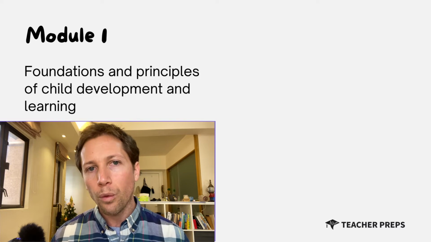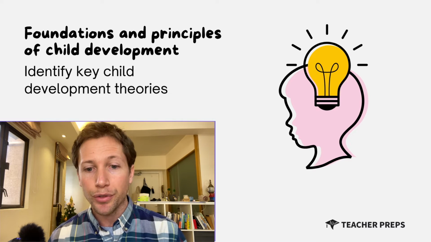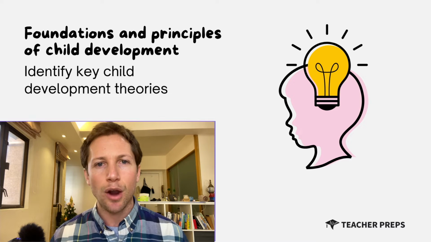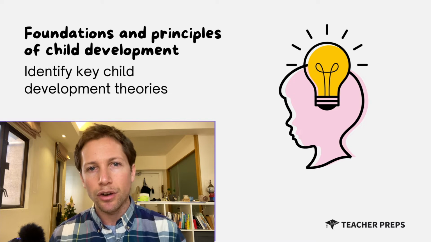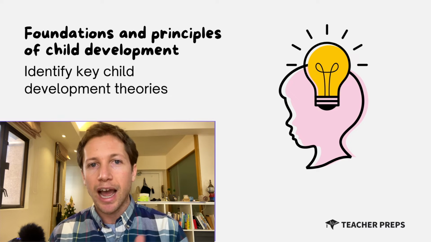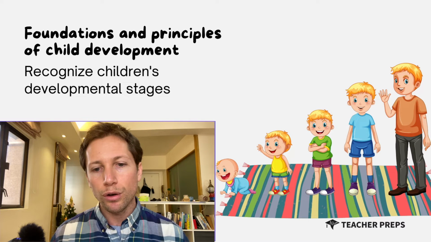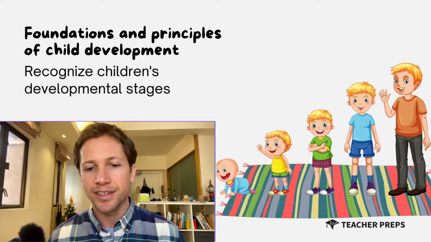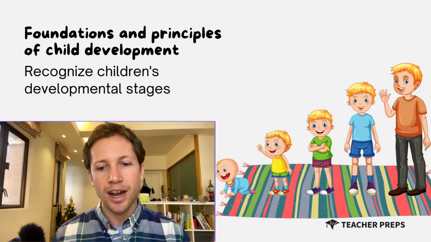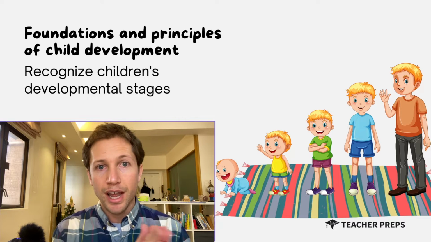You're going to want to be able to identify key developmental theories and their originators, such as Lev Vygotsky and Howard Gardner's multiple intelligence theory. So you want to know the people, what they created, what they believed, and how it works into our pre-K through 4 educational system. You also want to be able to recognize children's developmental stages in these 3 areas of cognitive, physical, and emotional development, again, from pre-K through 4.